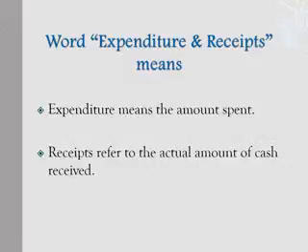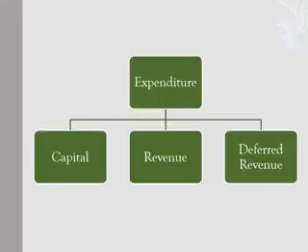Before starting the discussion, let's first clear the concept of expenditure and receipts. Expenditure means the amount spent, while receipts mean the amount of cash received. The first is expenditure, the amount which we spend. We can classify that amount into three categories: either it will be capital, revenue or deferred revenue.